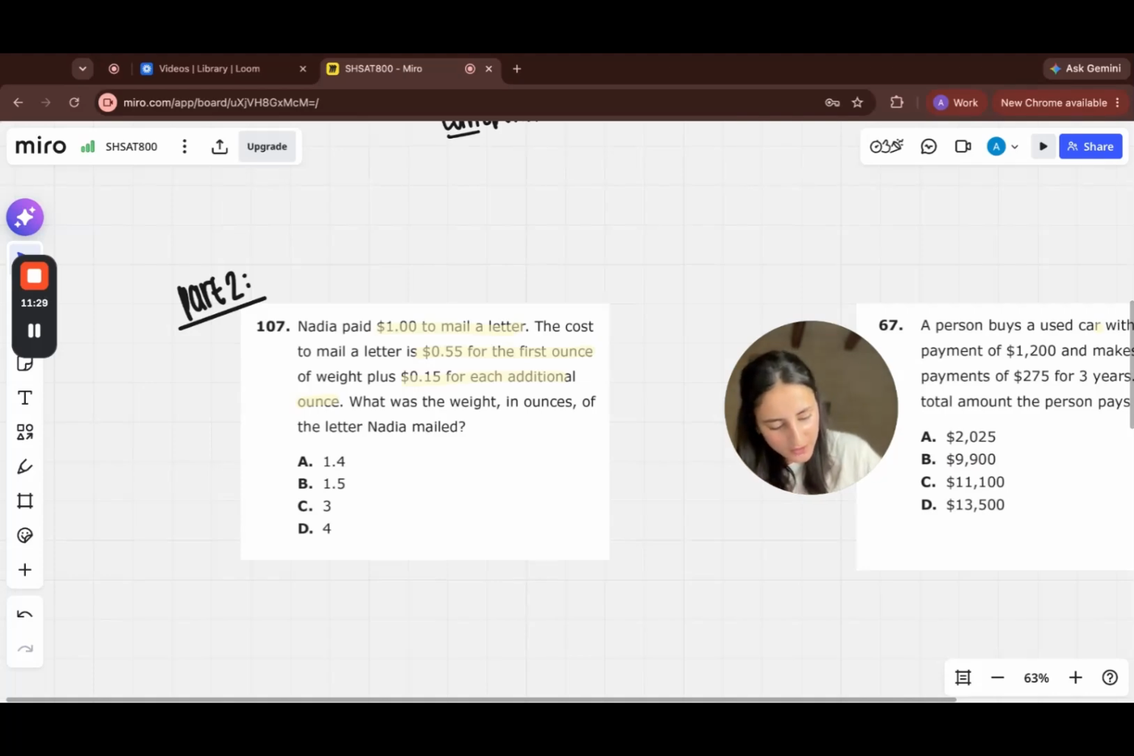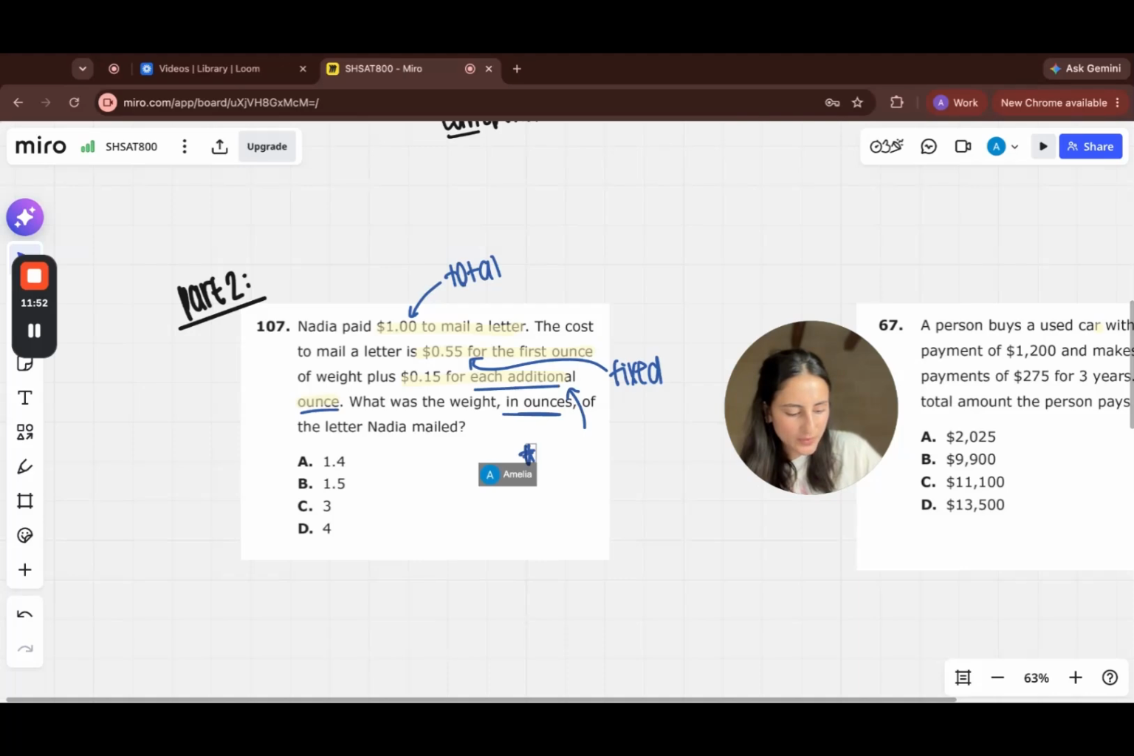So what I can see here is that they already told us what the total was. They already told us how much she paid. And that, off the bat, it just costs 55 cents for the first ounce. So this is the fixed amount. And then it's 15 cents for each additional ounce. So it's asking, what is the weight in ounces? The number of ounces is going to be our variable. And in this case, I'm just going to label it using the common variable x, but you can use any letter you want to represent it. And the rate is the 15 cents it costs per ounce.